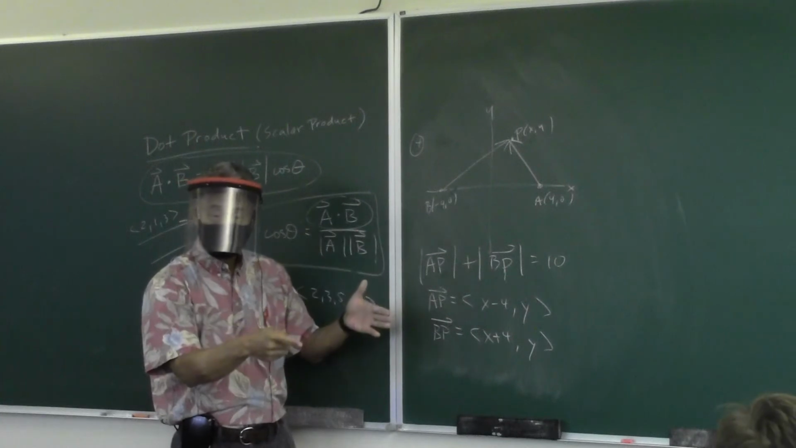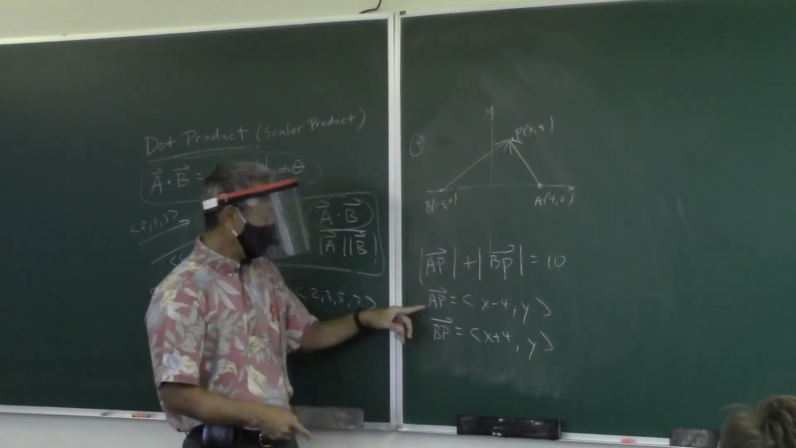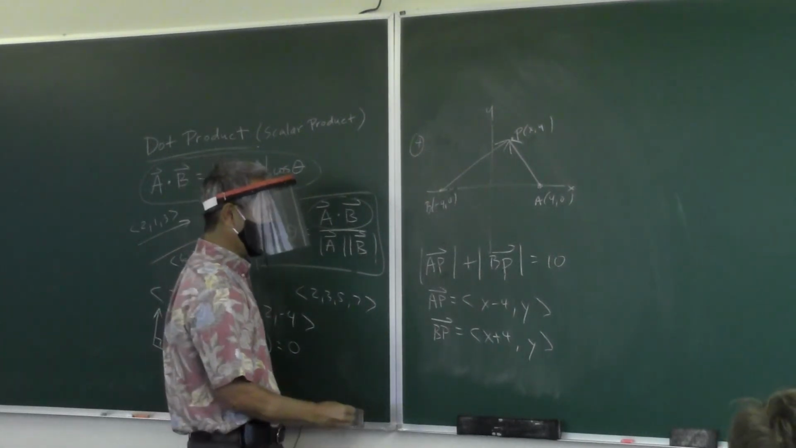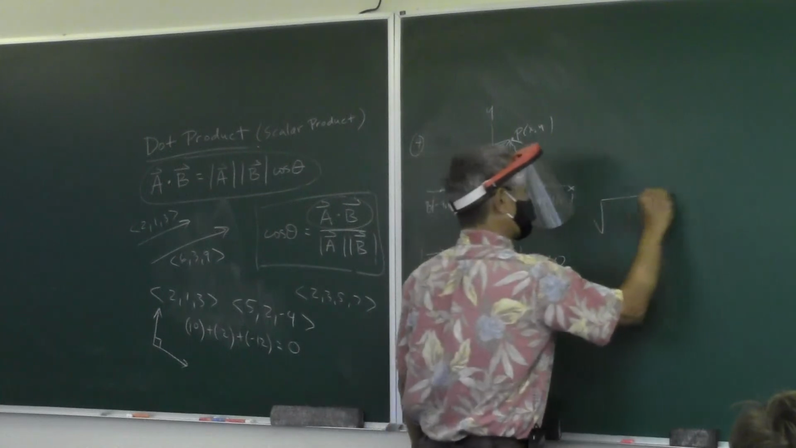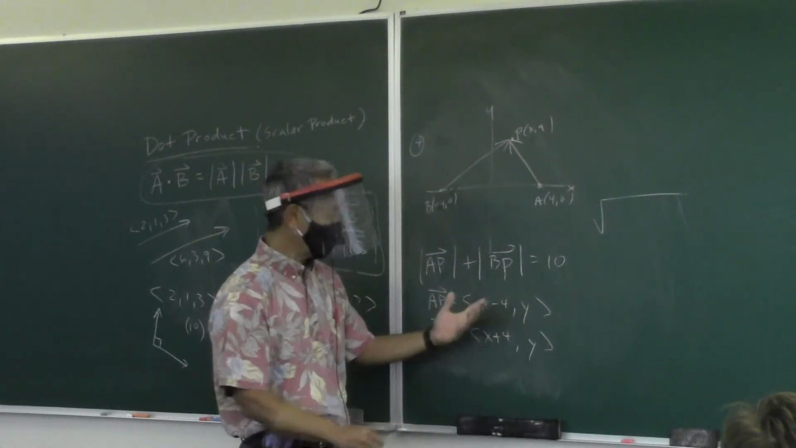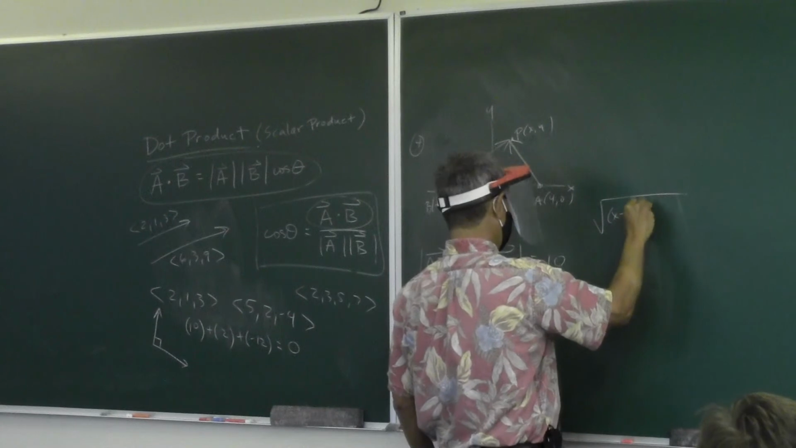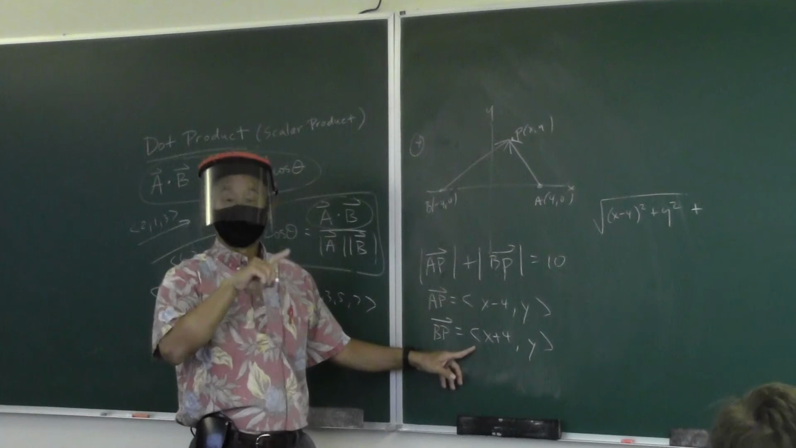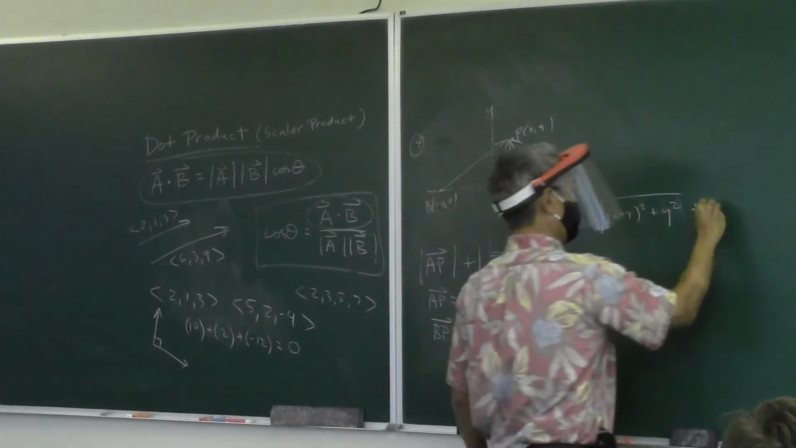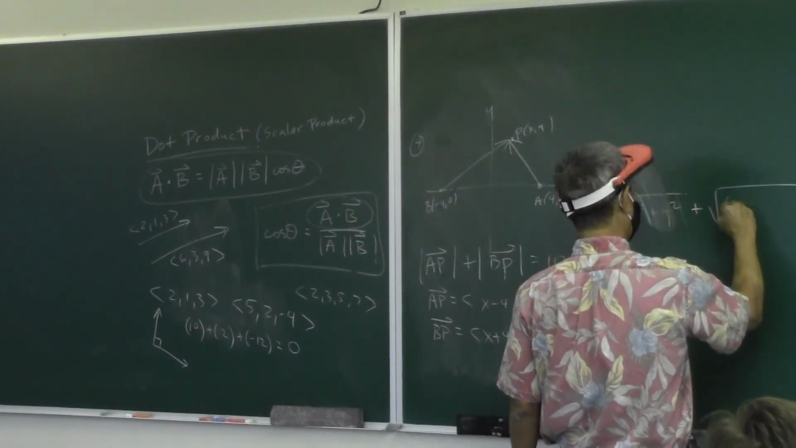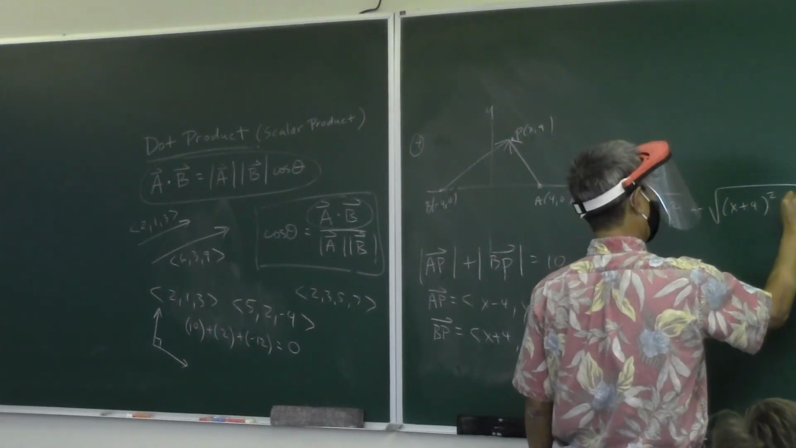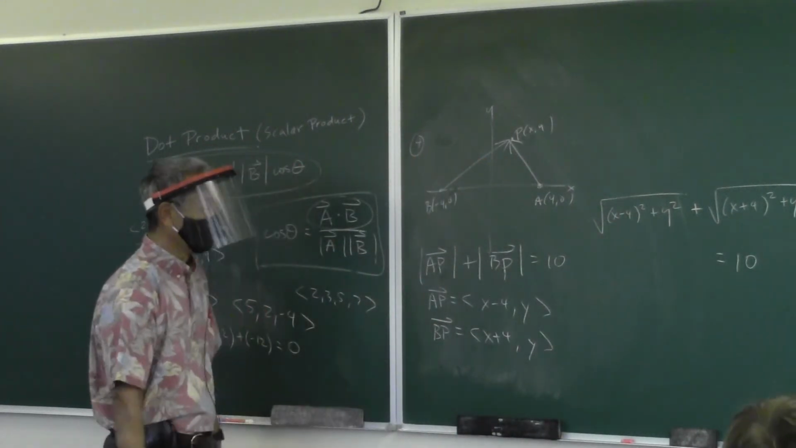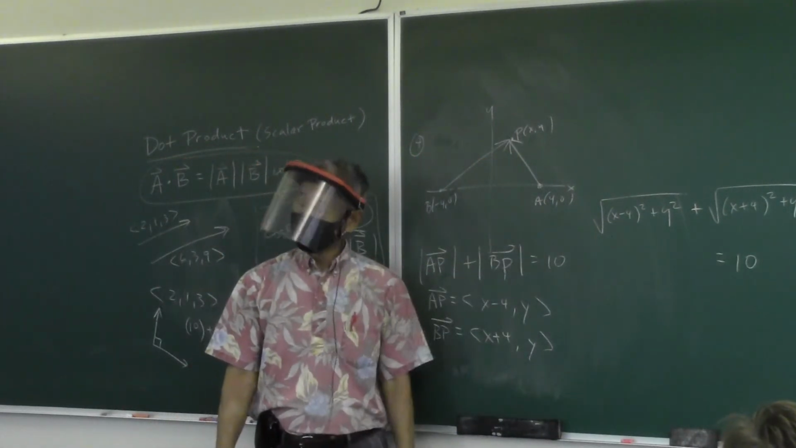What do the 2 bars mean? The length. Okay, here's vector AP. How do you find the length of it? How do you find the length of a 2-dimensional vector? Square root of this squared plus this squared. Plus, how do you find the length of this vector? The square root of that squared plus that squared equals 10. Okay, so that's your answer. Now all you have to do is simplify it.